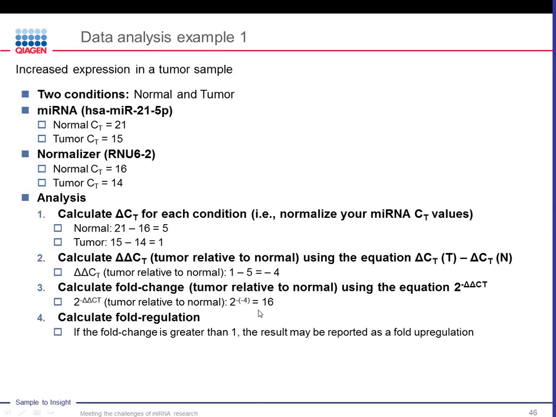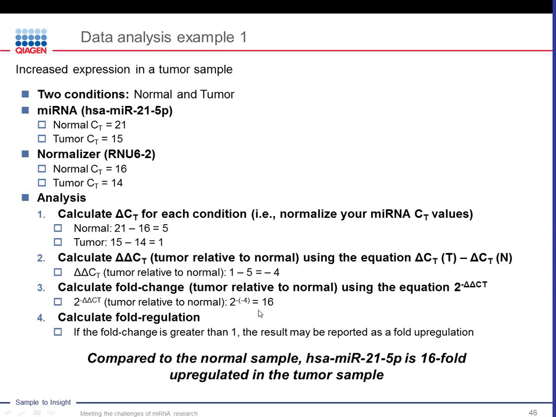From there, calculate fold regulation. If the fold change is greater than 1, the fold change results may then be reported as a fold upregulation. And stated then, compared to the normal sample, miR21-5P is 16-fold upregulated in the tumor sample.